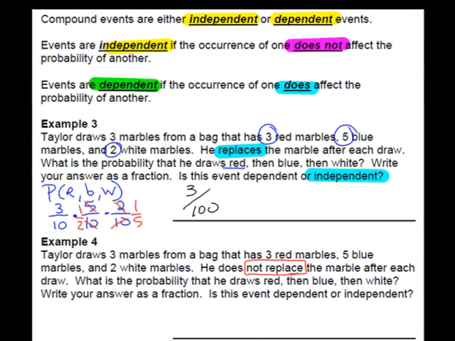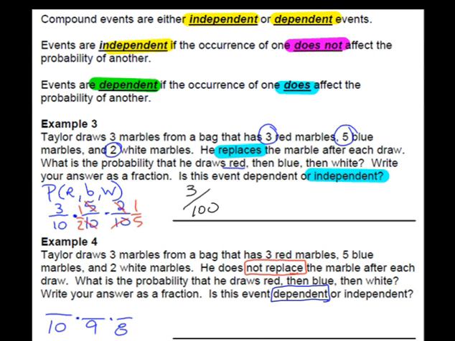So now the first time I go to it, I still have 10 marbles in my bag. But this time I pulled a marble out, so the second time I go to the bag, there's only 9 marbles. And the third time I go to the bag, now there's only 8 marbles. The marbles change each time. This one is an independent event. I'm sorry, dependent. It is a dependent event because each outcome changes what's going to happen the next time.